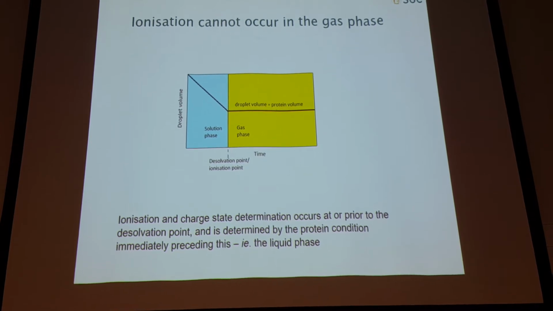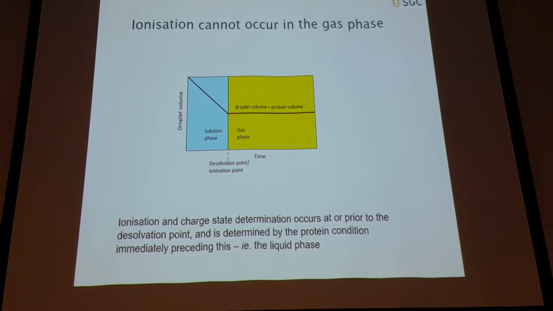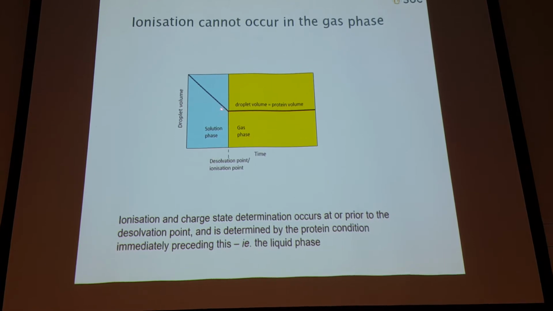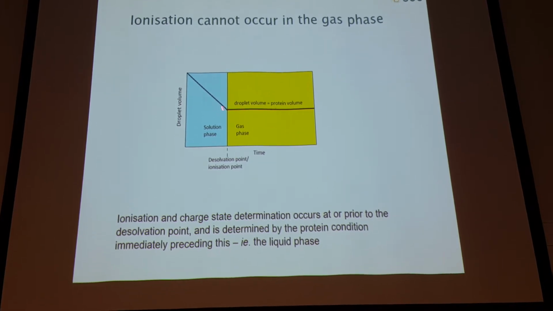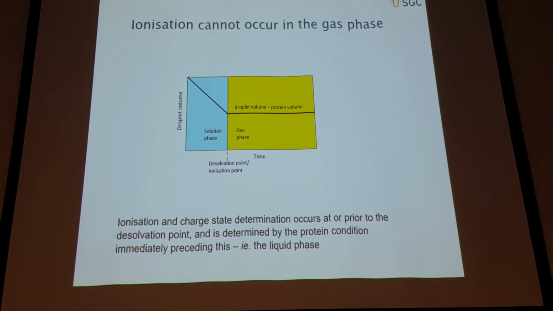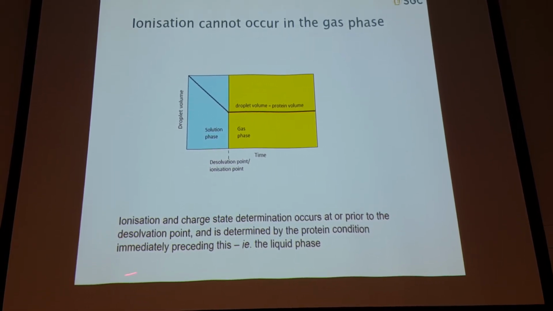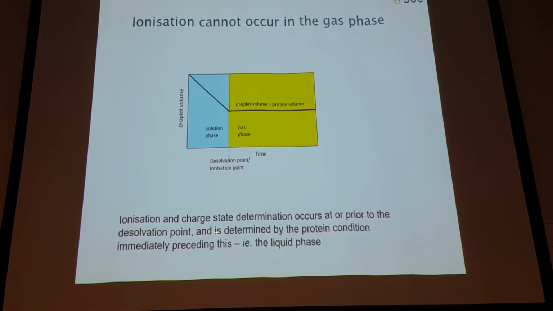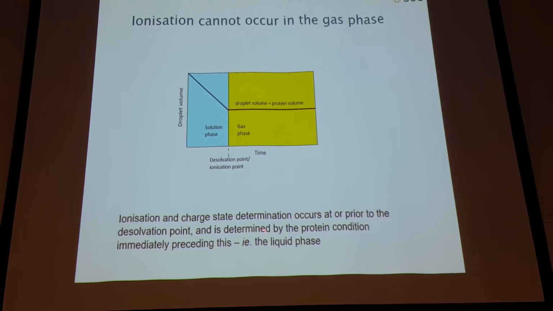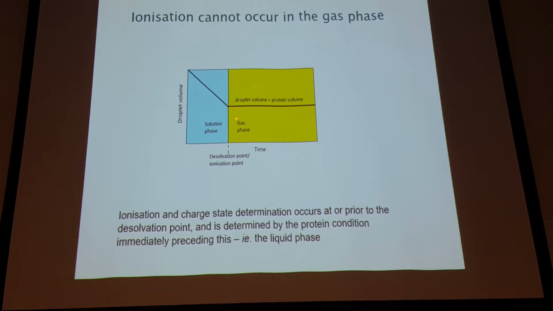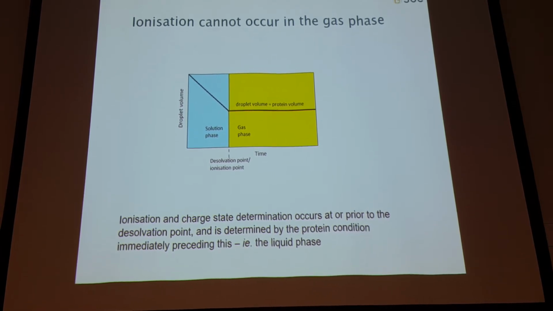But ionization cannot happen in the gas phase. It's already happened. So basically, your ionization, your assignment of charge, either has to happen at this desolvation point or before, but it cannot happen afterwards. And that's important because what it means is that the mass to charge you are measuring is determined by the protein condition immediately preceding this ionization point. In other words, the liquid phase.